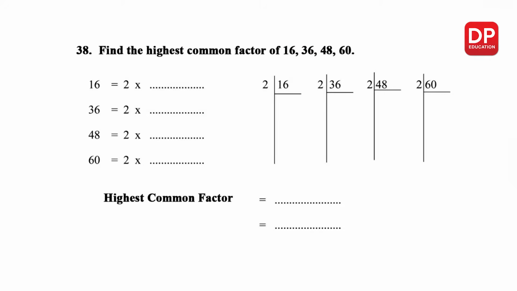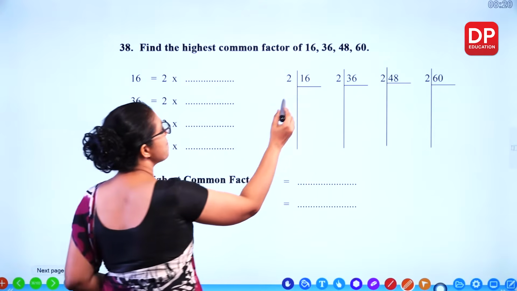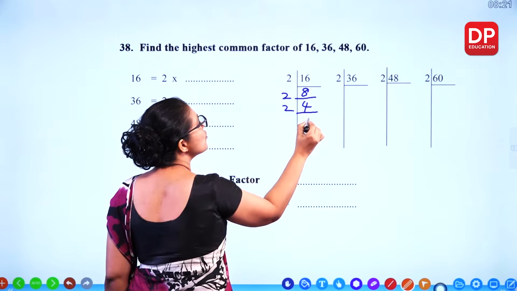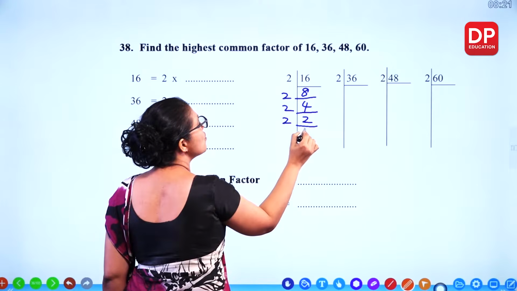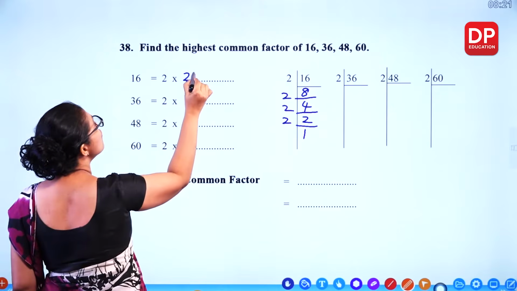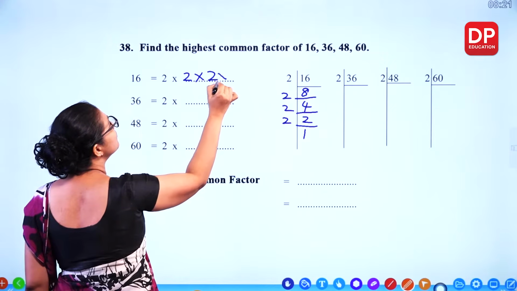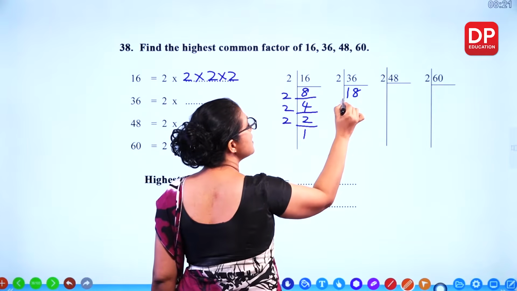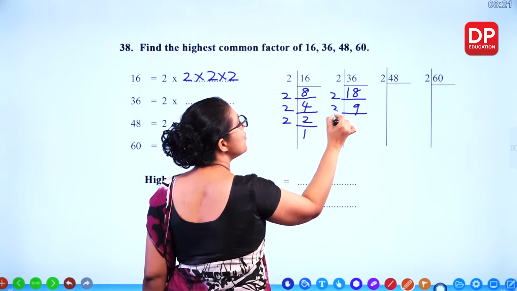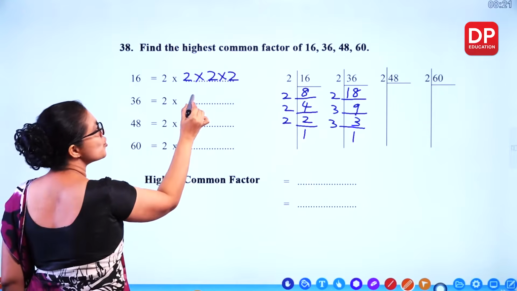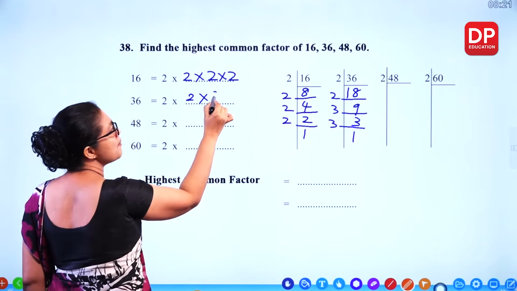Find the highest common factor of 16, 36, 48 and 60. We'll divide and see. 2 times 8, 2 times 4, 2 times 2, 2 times 1. So 16 is 2 four times. 36 divided by 2, you get 18. Divide by 2 again, 9. Divide by 3, 3. 3 divided by 3, 1. 2 times 2, 3 times 3.